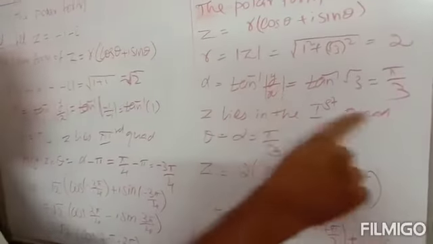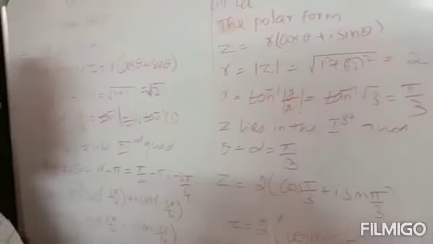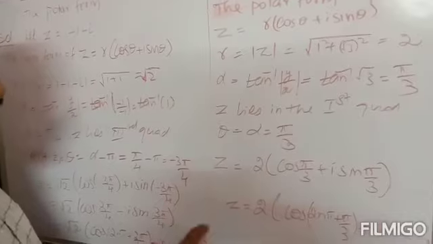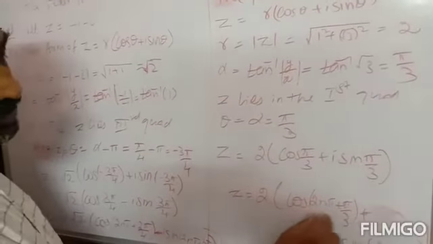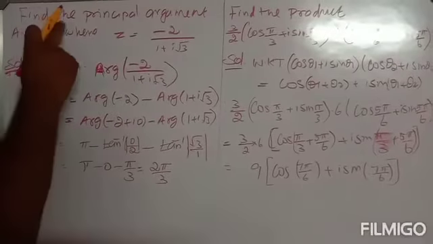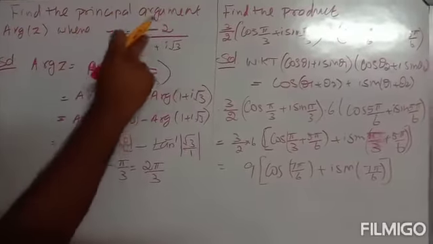So z lies in the first quadrant because x is positive, y is positive. So theta equal to alpha equal to pi by 3. z is equal to 2 into cos pi by 3 plus i sin pi by 3. Therefore z is equal to 2 into cos of 2n pi plus pi by 3 plus i sin of 2n pi plus pi by 3.